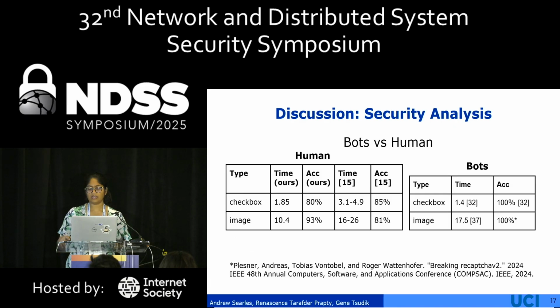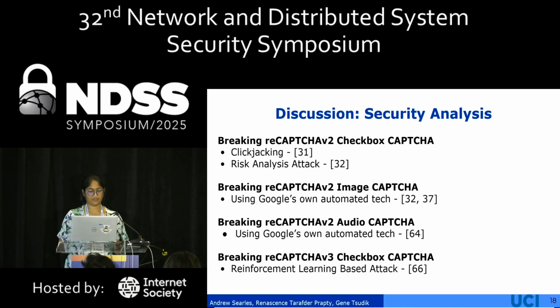We shall briefly go over the security of reCAPTCHA. We have seen that bots are faster than humans and more accurate than humans in solving reCAPTCHA. That defeats the whole purpose of CAPTCHA, which is supposed to be easy for humans while difficult for machines. But we see the opposite here. And we have seen successful attacks against all types of reCAPTCHA v2 and even the new version, which is reCAPTCHA v3.